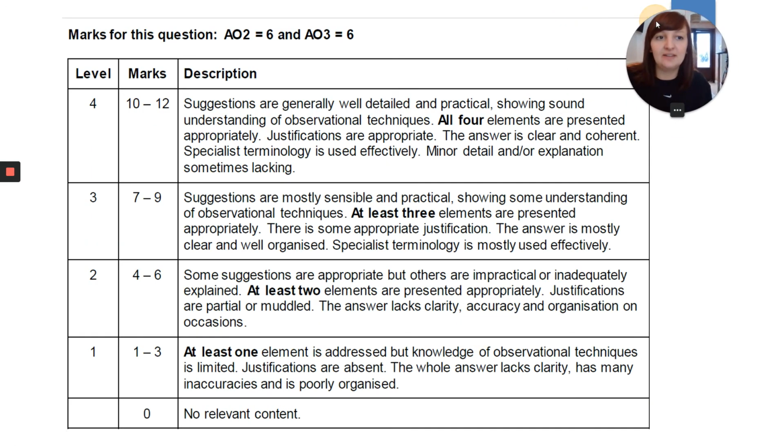Mark scheme looks like this. So they've split it into AO2, AO3. It would be 6 marks for AO3 because of the justification. And the AO2 is because you're applying it to a scenario, so the observational design. So in this top band, all 4 presented, specific specialist terminology used, and just really well detailed and explained.